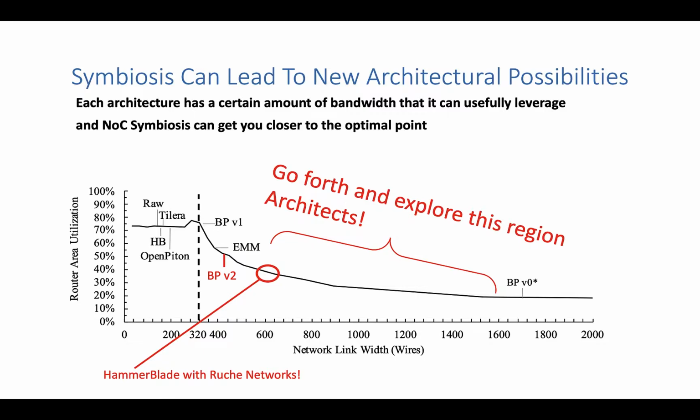Each architecture has a certain amount of bandwidth that it can usefully leverage, and NoC Symbiosis can get you closer to that optimal point. Symbiosis can lead to revolutionary new architectures. We are already exploring this region with Black Parrot version 2. More recently, we have explored the symbiotic region with HammerBlade and Roosh Networks, our partner paper at this conference.